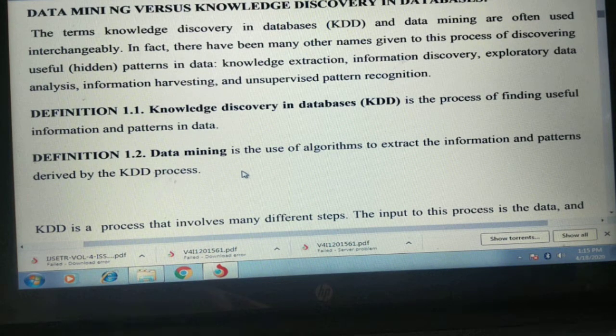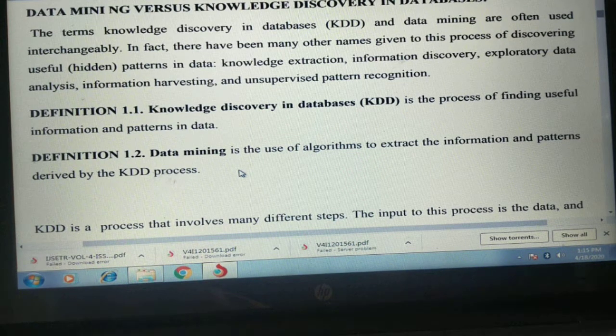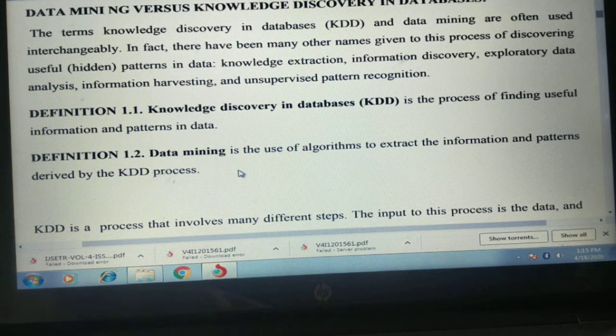We are discussing a module called data mining. Today's point is data mining versus knowledge discovery in databases. The terms knowledge discovery in databases, or KDD, and data mining are used interchangeably. You can use KDD or data mining, any word is fine. In fact, there have been many other names given to this process of discovering hidden information from the database, such as knowledge extraction, information discovery, exploratory data analysis, and so on and so forth.